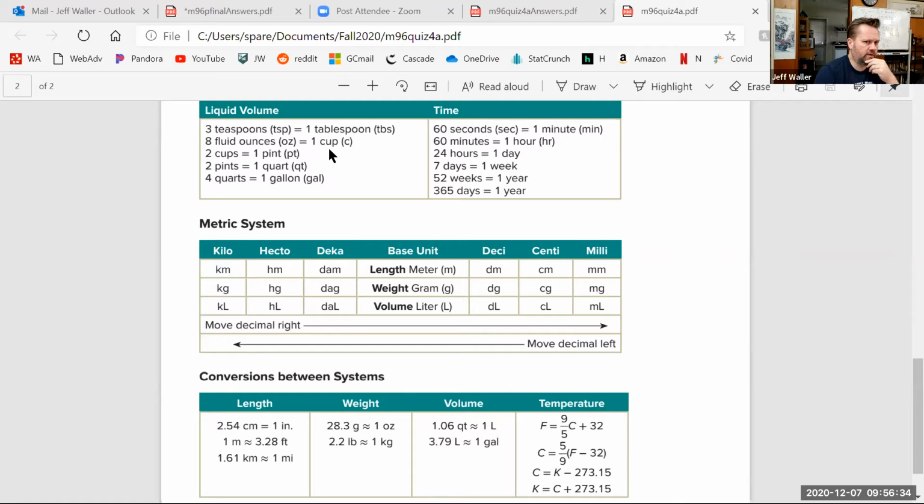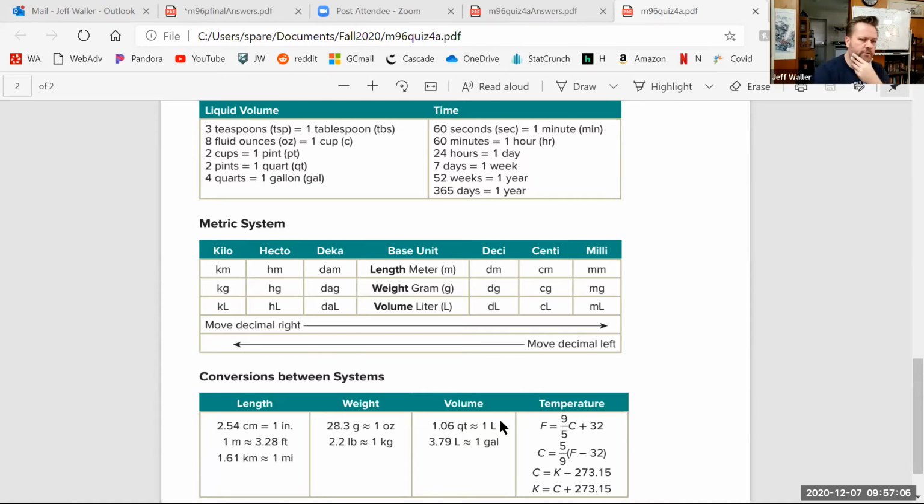8 ounces is 1 cup. 2 cups is 1 pint. 2 pints is 1 quart. 4 quarts is 1 gallon. And what about liters? Can I go from liters to quarts right here? Yes. Liters to quarts, quarts to pints, pints to cups, cups to ounces. You could actually consolidate a few of those steps, but if you don't, then it's going to be a really long grid.